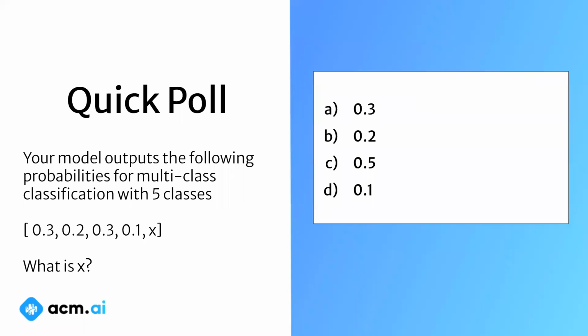Quick question. Your model outputs the following probabilities for multi-class classification. What is X?